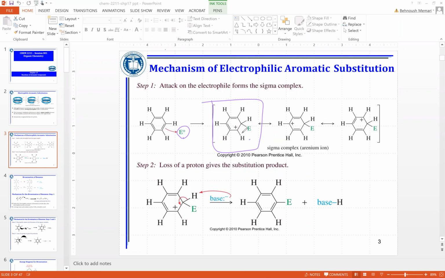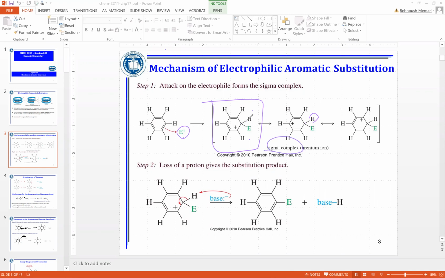It's the time that the electrophile is being added to the benzene ring and before hydrogen leaves. So hydrogen is still intact. One of the carbons actually has both the electrophile and the hydrogen. And when this hydrogen is removed, then you end up with the product. Before the hydrogen is removed, while the electrophile is attached and the hydrogen is still attached, the complex is called the sigma complex.